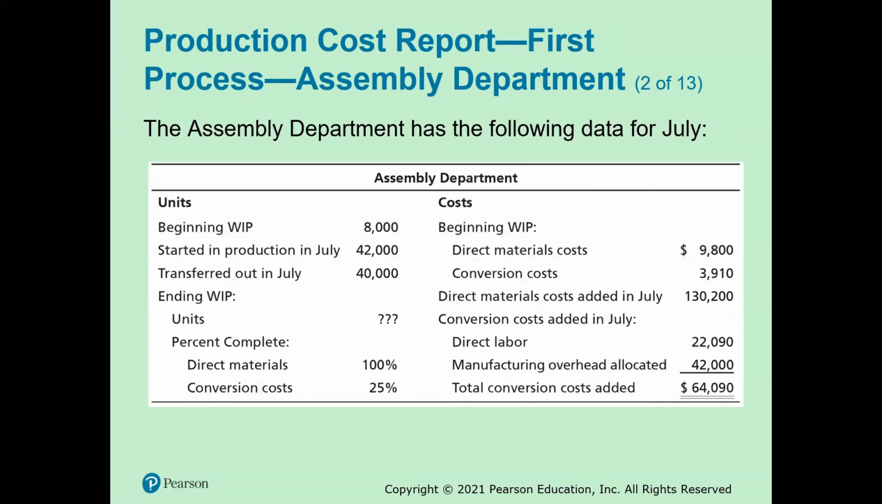The assembly department data for July is summarized here on this slide. So for the assembly department, you have the units, and then you have the costs. You have the beginning work in process, started in production in July, 42,000, transferred out in July, 40,000, ending work in process units, don't know, the percent completed, direct materials 100%, conversion cost 25%. And then also you have the cost.